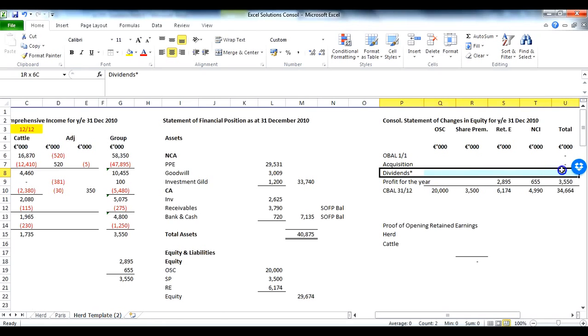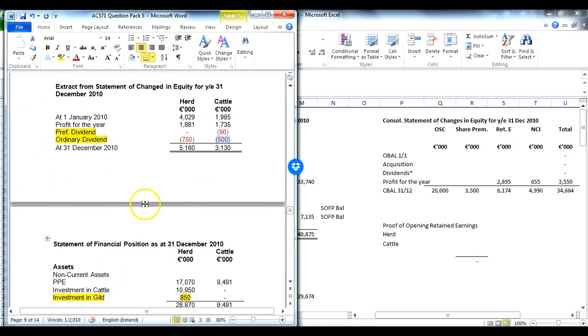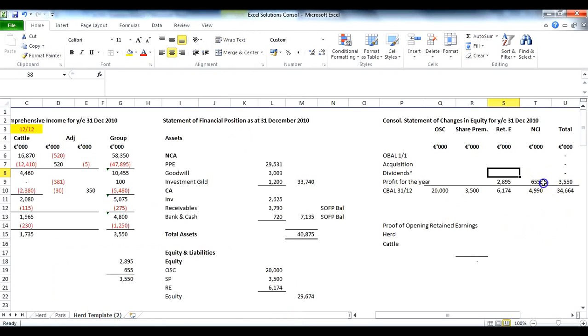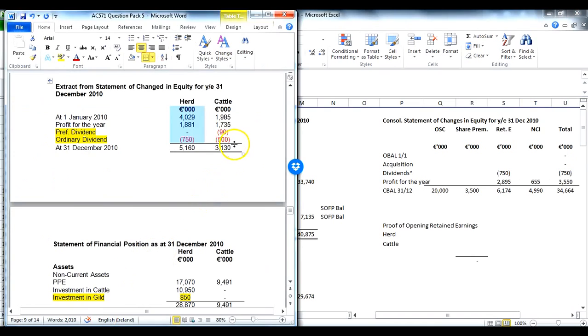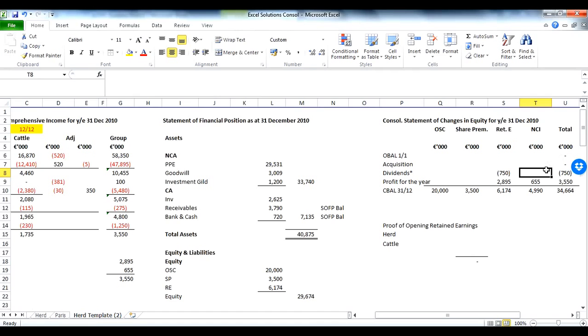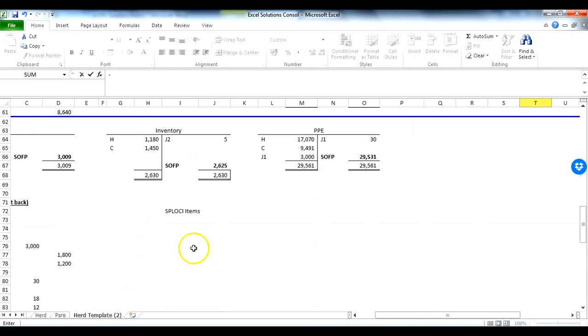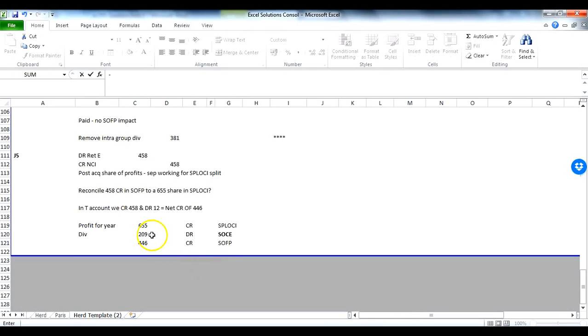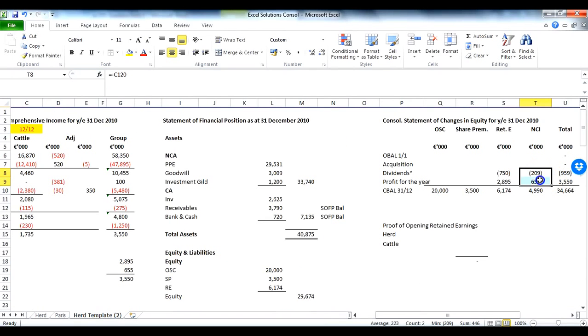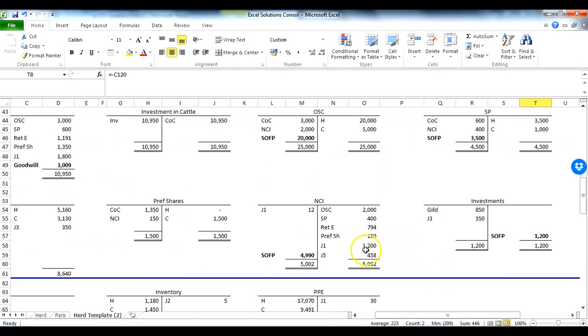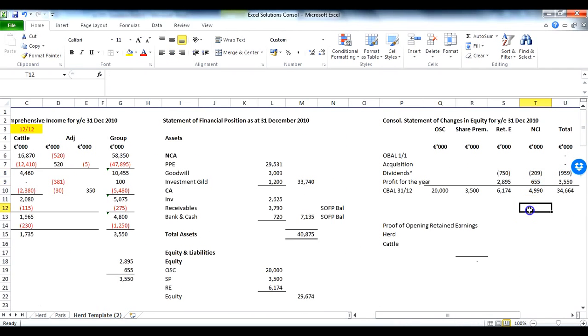In terms of dividends, well, we can sub in as we required. The dividends for the parent, which are going to retained earnings, which we've just done already, is 750. So minus 750. And the dividend shown for the NCI is only their portion. So we have 540 and 90 at 10%. So that is minus, and we have it down here already calculated, 209. So while we show the net position of 446 in our T account, i.e. 458 minus 12, we show the gross position in the statement of changes in equity.